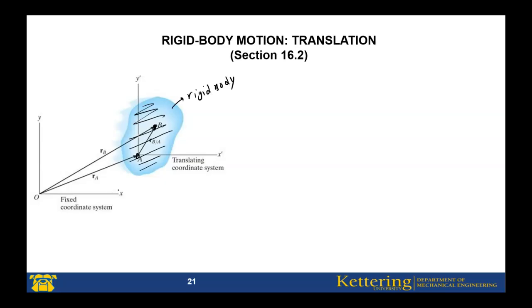Now, I will introduce two coordinate systems: a fixed coordinate system and also a translating coordinate system. The translating coordinate system is attached to the rigid body. The fixed coordinate system is fixed; it doesn't move. But this one moves with the rigid body.